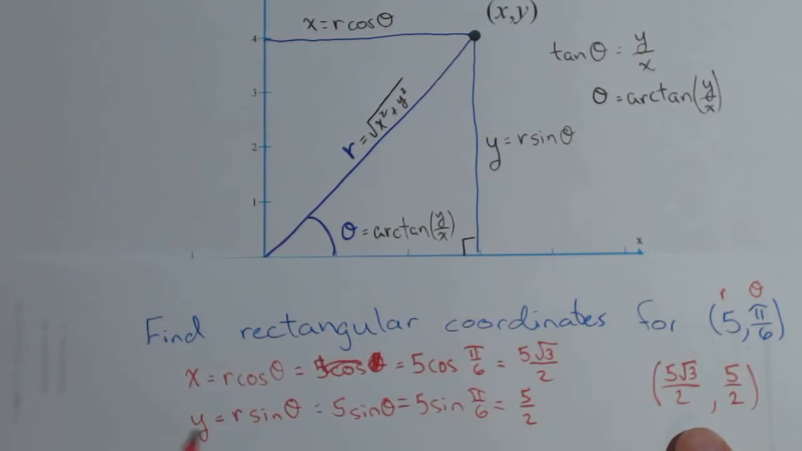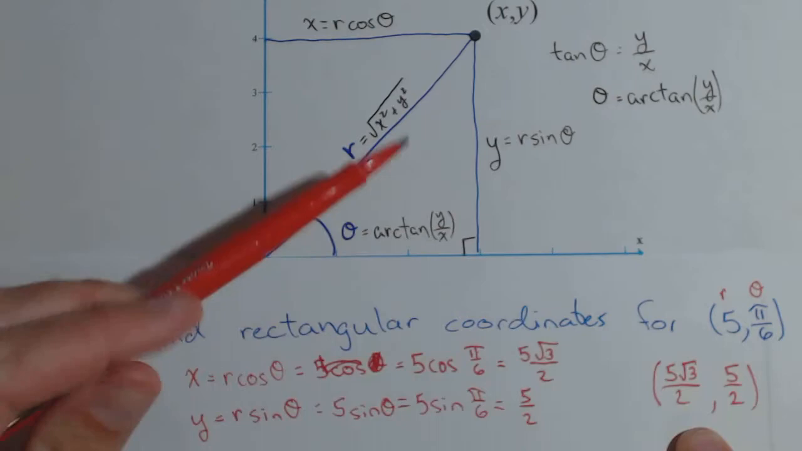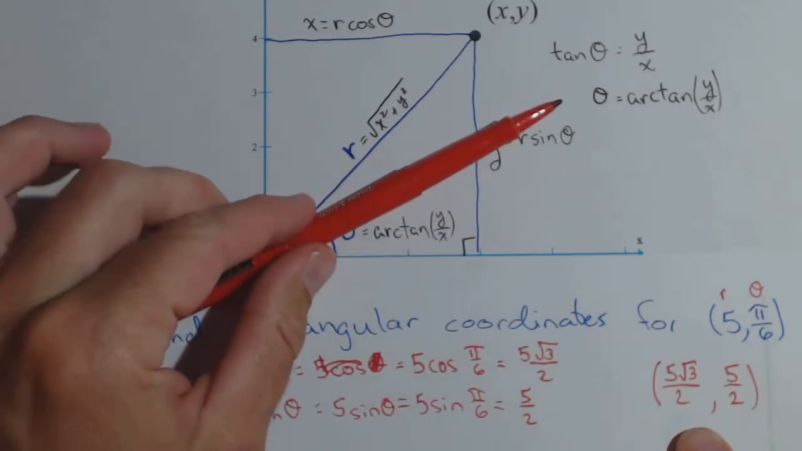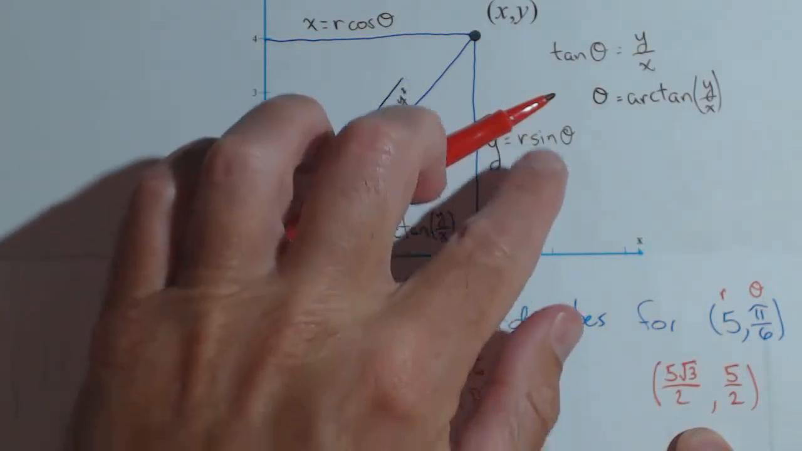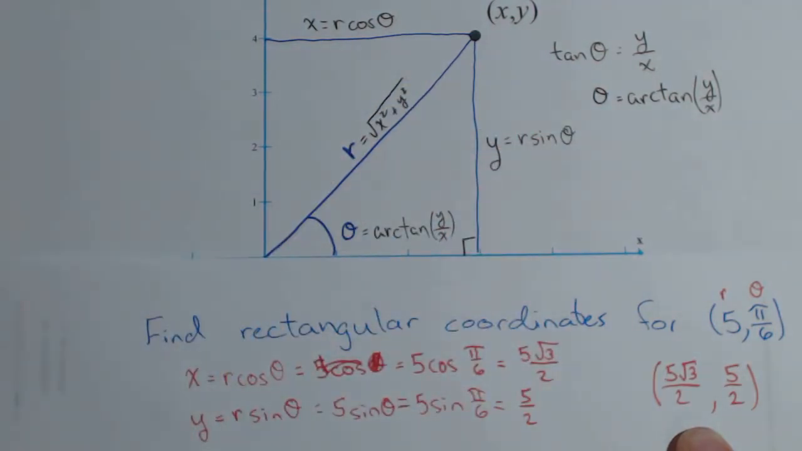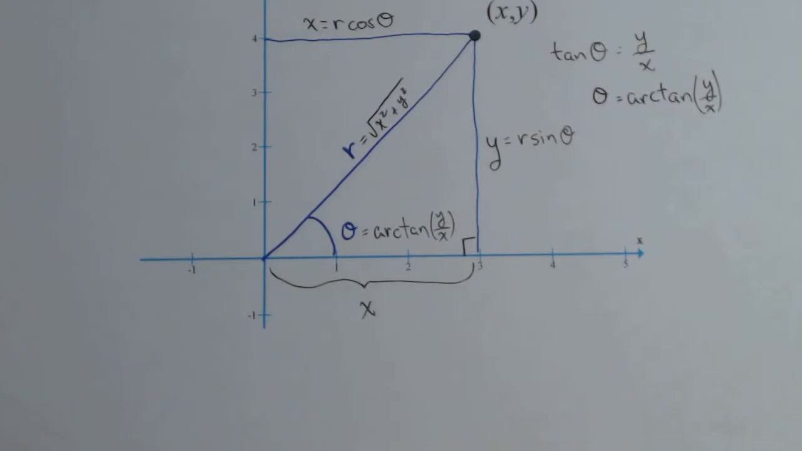Makes sense that the x is a little larger because if you notice, we have a 30-degree angle. If you can imagine how that's plotted, it's going to be sitting on a circle of radius 5. So the x-coordinate will be larger than the y-coordinate. Always want to check and make sure our answers make sense. Now how about going the other direction?